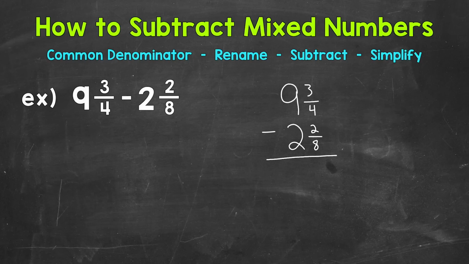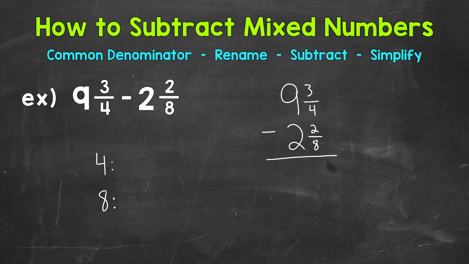We need to find a common denominator and rename. We find a common denominator by looking for common multiples, and then the least common multiple we can use for our least common denominator. So let's write out our multiples of 4 and 8. Now you may be able to figure out what the least common multiple is without writing out the multiples, but I'll write them out as a review.